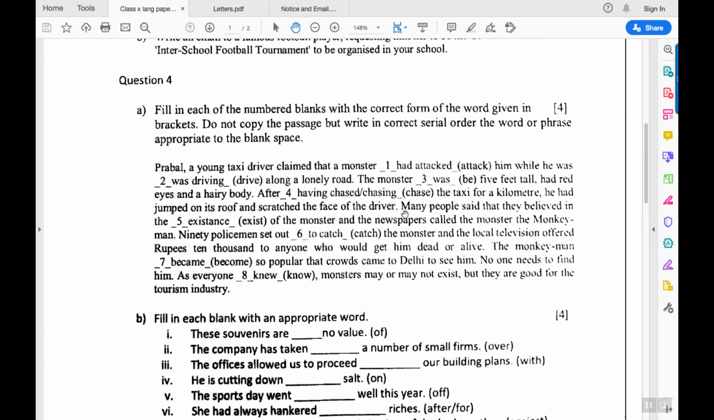Many people said that they believed in the existence of the monster, and the newspapers called the monster the Monkey Man. 90 policemen set out to catch the monster, and the local television offered rupees 10,000 to anyone who would get him dead or alive. The Monkey Man became so popular that crowds came to Delhi to see him. No one needs to find him, as everyone knew monsters may or may not exist, but they are good for the tourism industry.